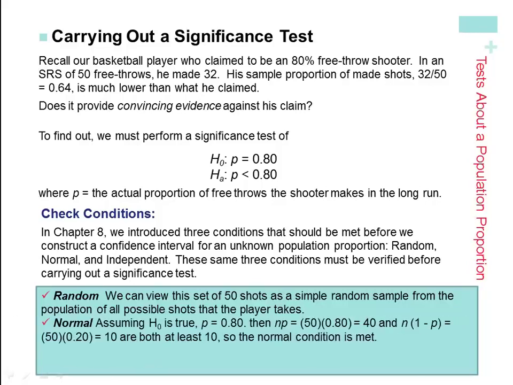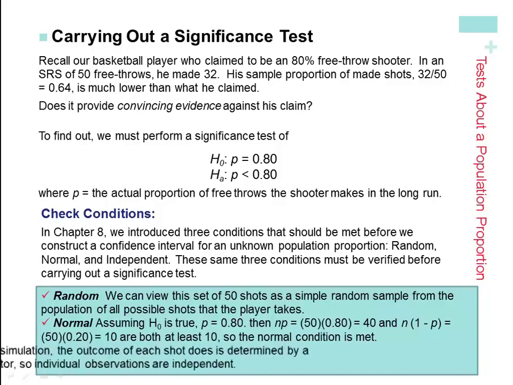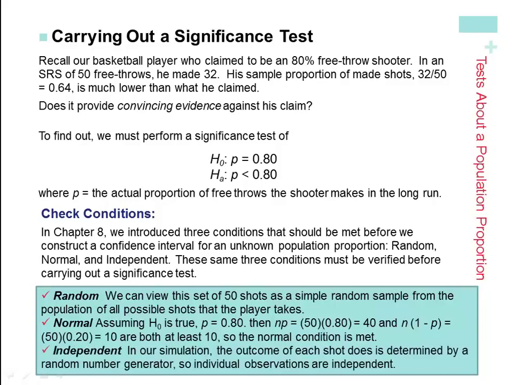Normality, making sure I can do my normal calculations. I take n times p and n times 1 minus p and make sure both are at least 10. And they are, so the normal condition is met. Independence, we're going to consider this a simulation, and therefore one simulation does not affect the next, so we do not need to worry about checking the population 10% condition.